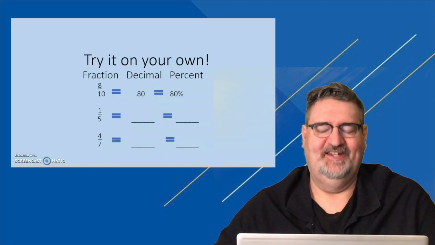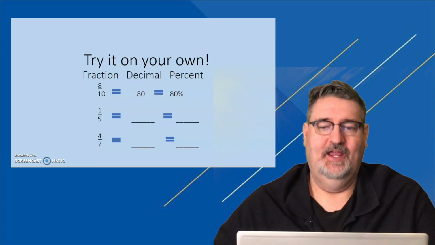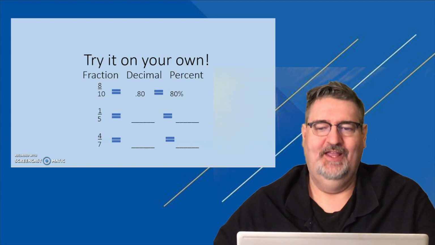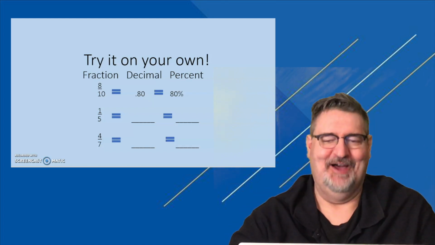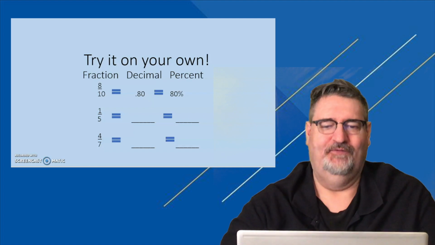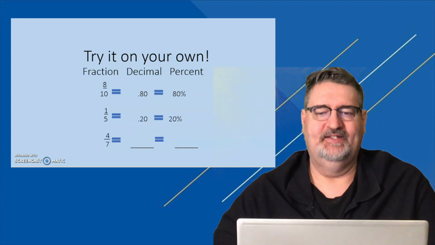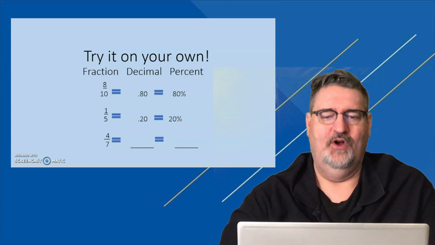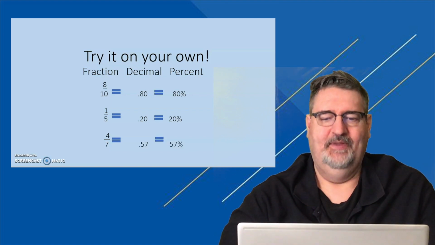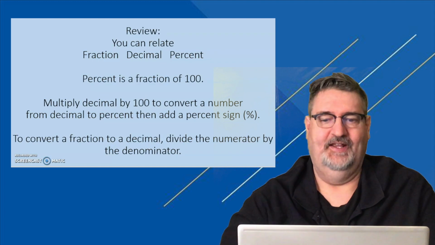All right, let's take a look to see how you did. The 8 over 10 as a fraction becomes 0.80 as a decimal and 80%. If you did it like that, nice job. The next one was 1 over 5. We see it as 1/5. It became 0.20 as a decimal, 20 hundredths, and 20%. The last one, 4 over 7, became 0.57 or 57 hundredths and 57%.